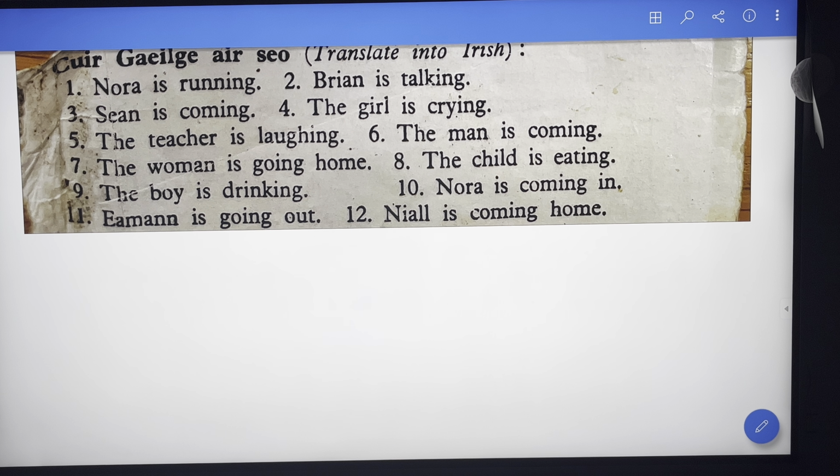So last and not least, Cuir Gaeilge air seo. Translate into Irish. Now you've got all the tools here, so appropriately at this time, pause the video and give it a wee try. You've got everything you need on the page above you. There's nothing here that you haven't already covered. So I'm going to pause for about 5 seconds just to give you a chance so you can pause here and attempt them. Right, now I'm going to give you the answers.